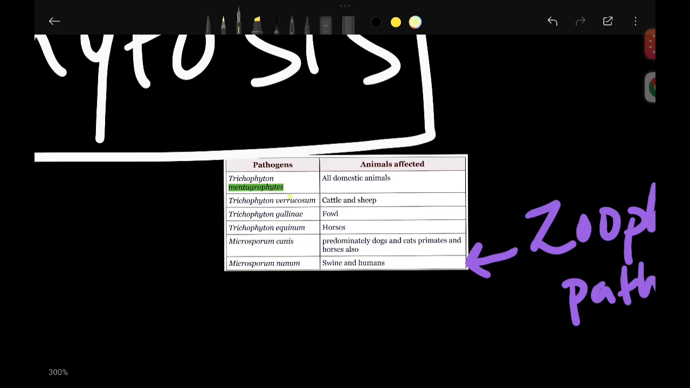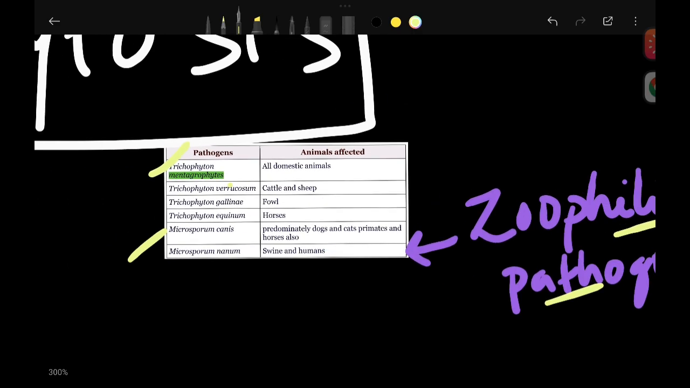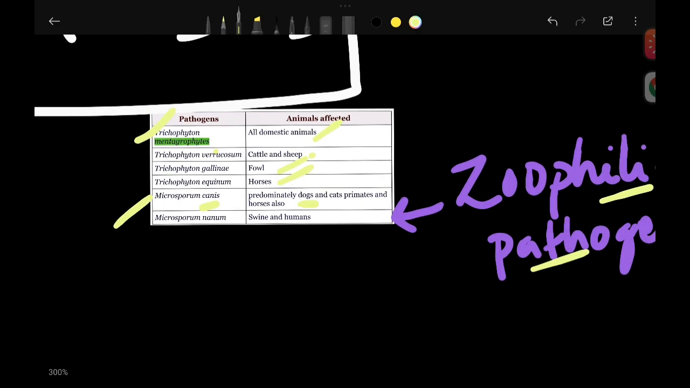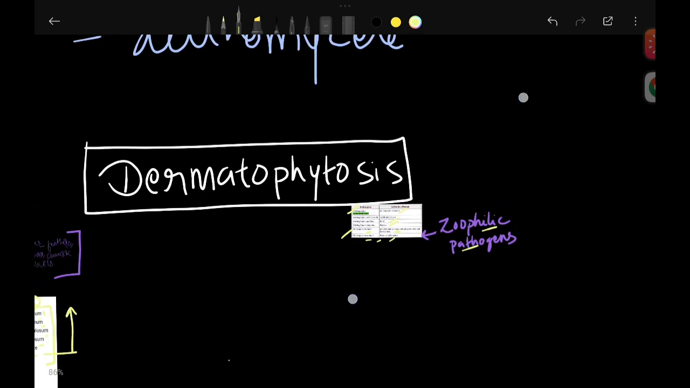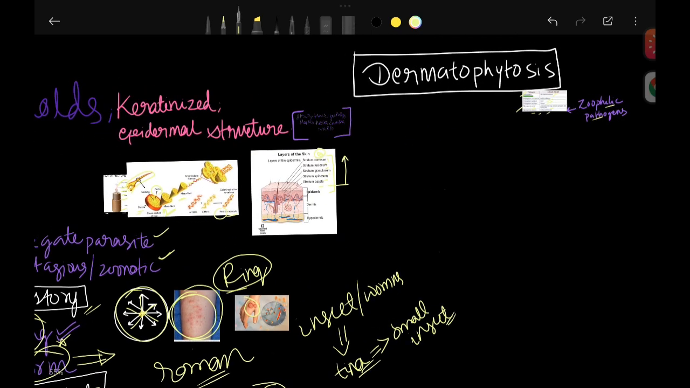Basically, the two genera, Trichophyton and Microsporum, belong to the zoophilic pathogens, and they respectively affect different hosts. Mentagrophytes affects all domestic animals, verrucosum affects cattle and sheep, gallinae affects fowl, equinum affects horses, canis affects both dogs and cats and sometimes horses also, and nanum affects swine and human keratinized epidermal tissues. So this is for today's video. In the next video, we will discuss other things such as morphology, pathogenesis, clinical signs, treatment, and prevention and control. Thank you.